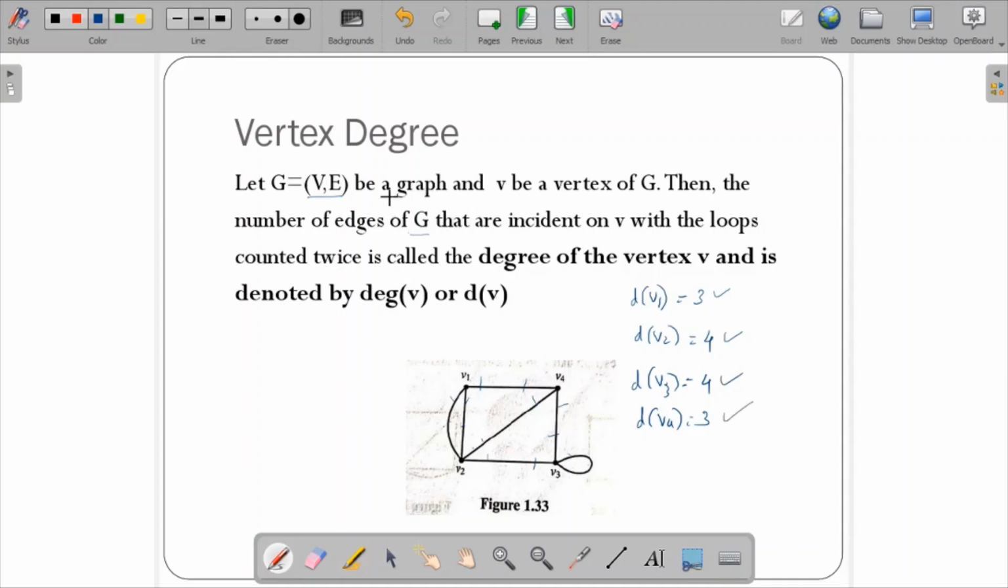So the definition is that we have a vertex set as well as an edge set. Then the number of edges of G that are incident on a vertex, with loops counted twice, is called the degree of the vertex V and is denoted by degree of V or just d of V. So this is how we are going to calculate the degree of each vertex. Whatever edges there are, they are taken as the degree, and the notation is d of V, with the count of edges written over here. d of V1 is equal to 3, and whenever it is a loop you take it as twice. So this is regarding the vertex degree definition.